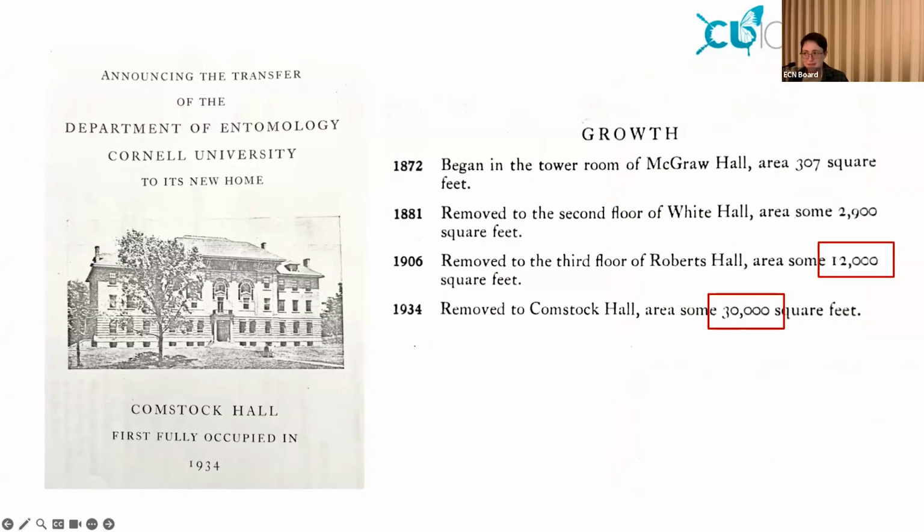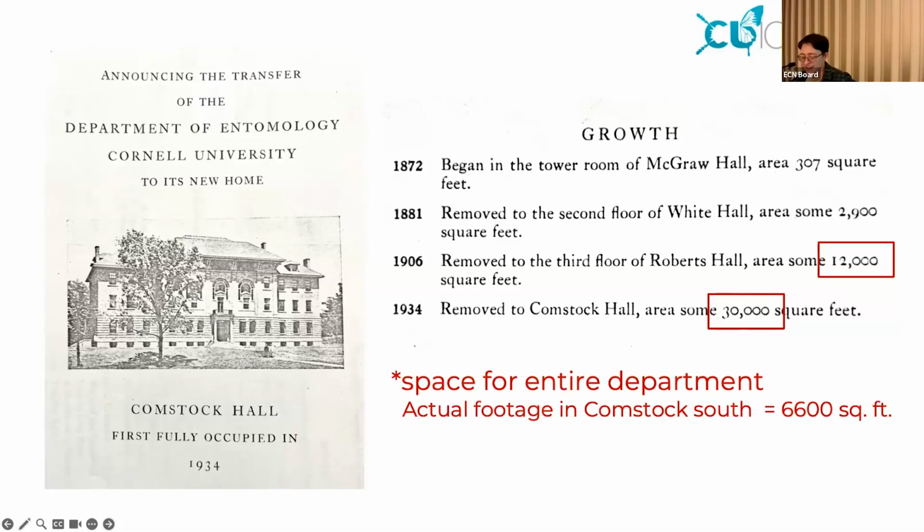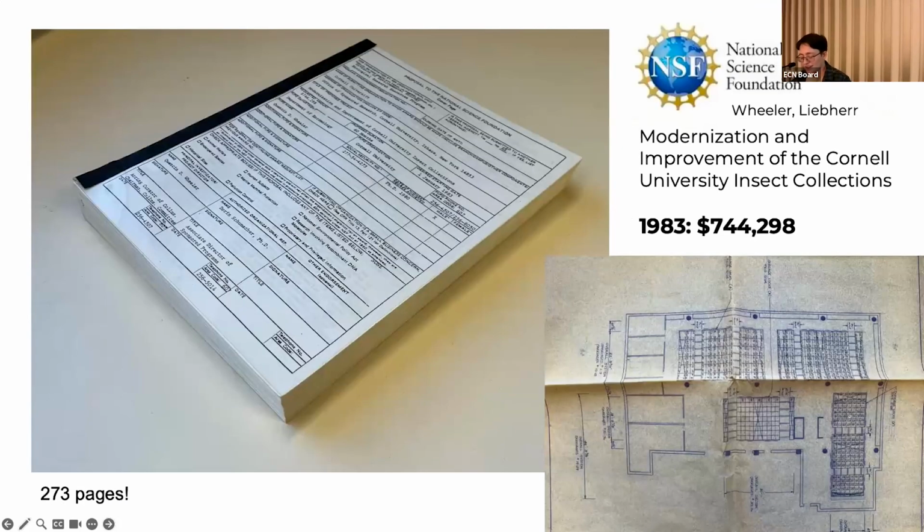The current collection is maybe 10,000 or 12,000 square feet. What's going on here? And it says in Comstock Hall, 30,000 square feet. What's happening? I wish. But that's actually space for the entire department. So in Comstock South, which is when it was moved in 1934, it's about a little bit less than 6,000 square feet, and then expanded in 1984, when it moved from the fourth floor of Comstock Hall down to the second floor, with an NSF grant that Quentin Wheeler and Jim Liebherr submitted, which I believe is probably the reason that NSF grants now have page limits.